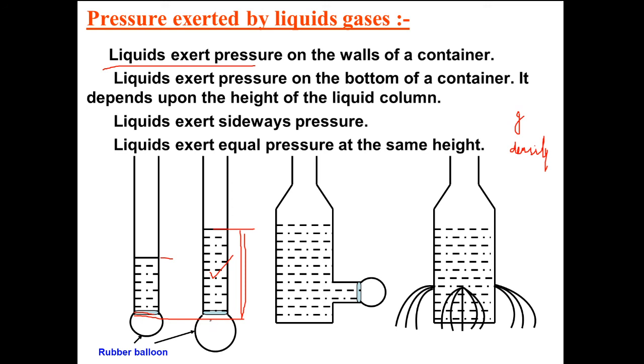See the balloon here, it bulges more, so it exerts more pressure. Here it is less. At the same height, liquid exerts equal pressure. If we take a water bottle, make some holes at the same height and pour the water, we will find the water falls at an equal distance. It is due to the property of liquid that it exerts equal pressure at the same height.